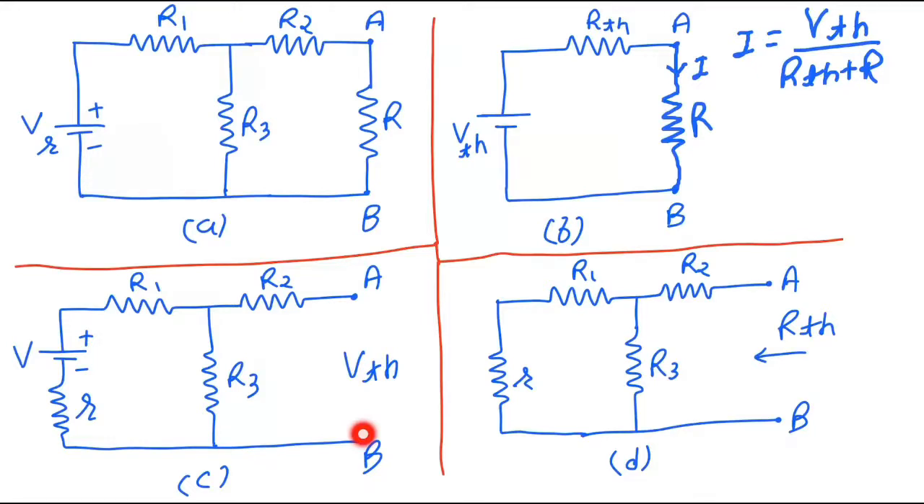So for calculating RTH, we have to replace this voltage source V by its internal resistance R. In figure D, we replace the voltage source V by internal resistance R. Now after replacing this, we have to calculate the equivalent resistance between terminals A and B. This equivalent resistance is the required Thevenin equivalent resistance RTH.